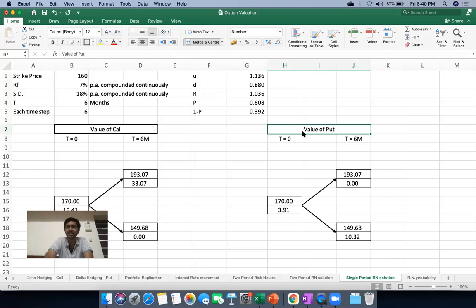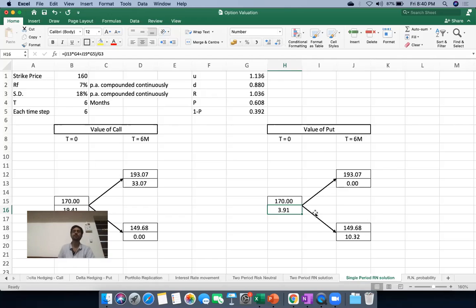Okay, so this is basically the valuation of put option. I've done nothing. I've just solved it as per the risk neutral probability method. The only difference is over here, the put option payoff is 0 on the upside because the spot price is greater than the strike price. And on the bottom side, the put has a payoff of 10.32. I've multiplied the 10.32 with the downside probability, 10.32 into 0.392. So that gives me the expected payoff at t equal to 6. And when I bring the expected payoff at t equal to 6 to today's terms, I get a value of put option of 3.91. This is as per the risk neutral method.